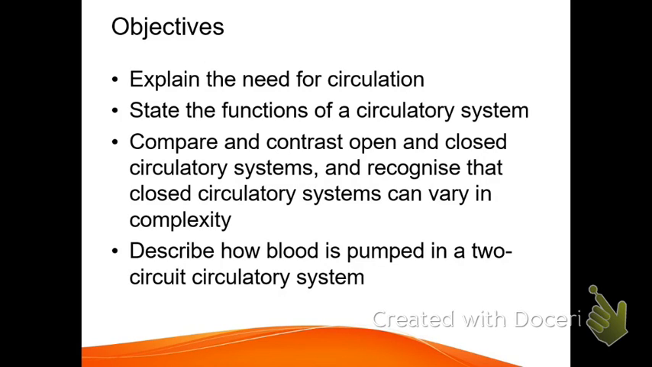So our objectives today, sorry for the chunky one in the middle: we're going to talk about why we need circulation, the basic functions and the basic structures of a circulatory system. We're then going to compare and contrast some different types of systems and look at how closed circulatory systems in particular can vary in complexity. And lastly, we're going to look specifically at two-circuit closed circulatory systems, because that's the one we have, and we're going to look at how blood is pumped in those.